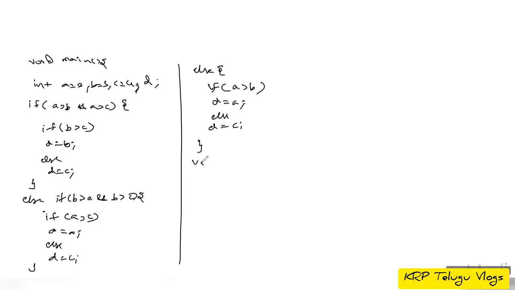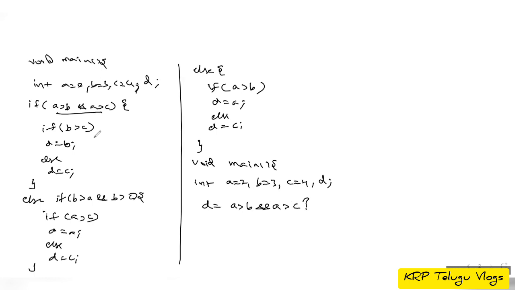So now void main, int a is equal to 2, b is equal to 3, c is equal to 4, comma d. D is equal to, first, this is the statement we have to put: a greater than b and a greater than c. For this one, which is a true part, this entire thing is the true part. Correct? Is it correct? Yes, sir.